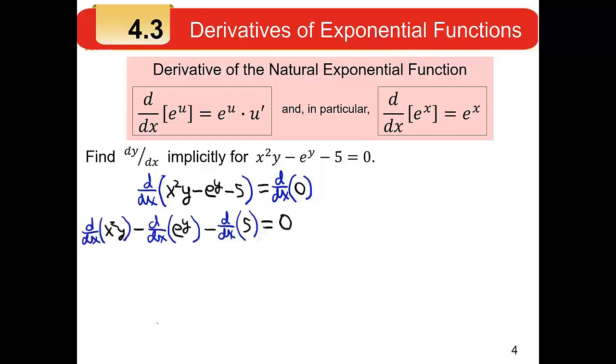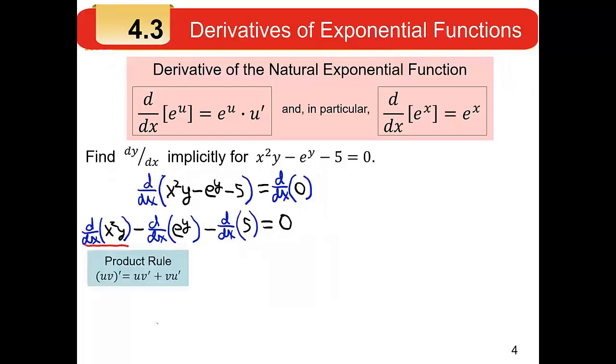So you've got to take the derivative of x squared times y minus the derivative of the next term, which is e to the y, minus the derivative of the next term, which is 5, equal to the derivative of 0. Well, the derivative of any number is 0. And now you've got to go back and take the derivative of those three terms on the left. So start off with the derivative of x squared y. That's a product, so we'll be using the product rule.